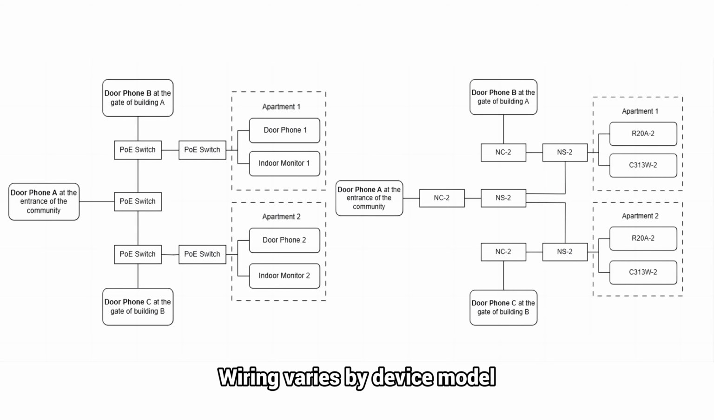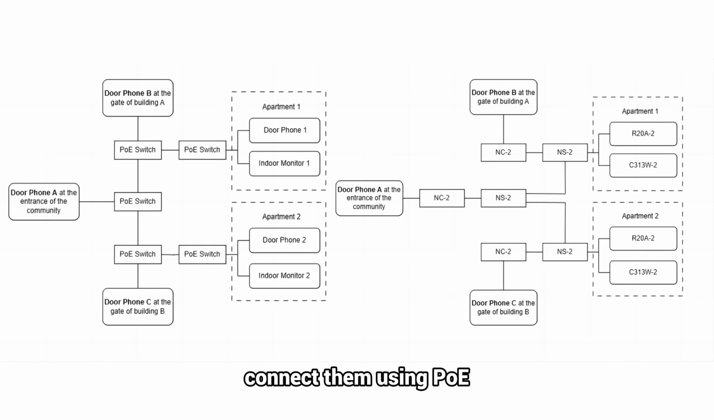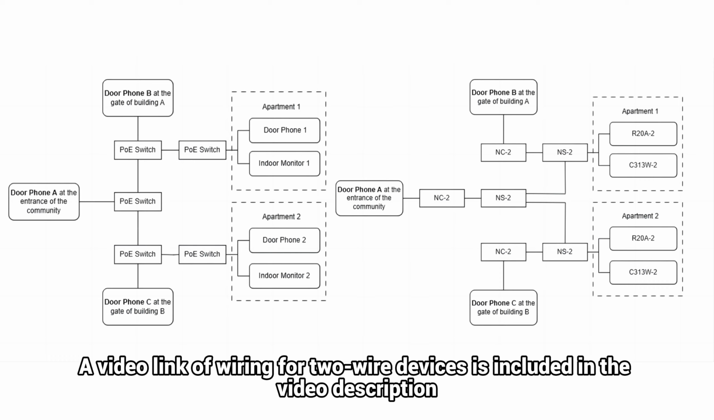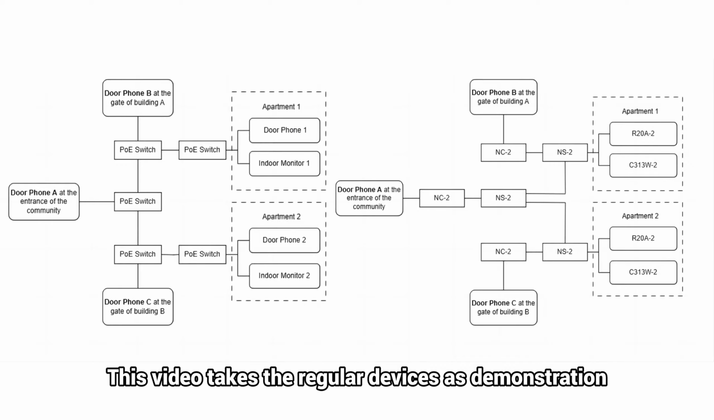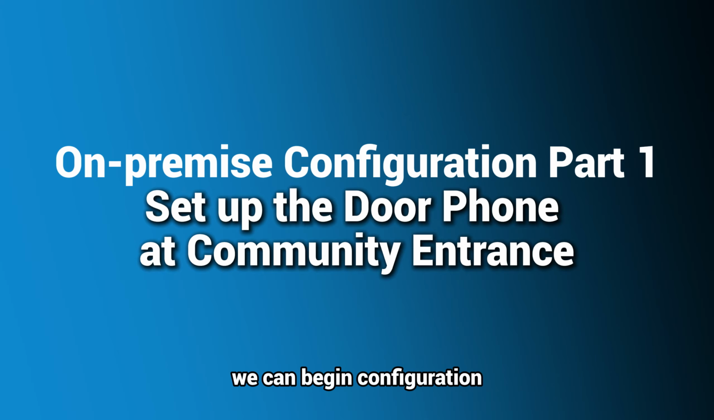Wiring varies by device model. For devices that support power over Ethernet, PoE, connect them using PoE. For two-wire devices, use the NS2 and NC2 for connection. Please refer to the wiring diagram. A video link of wiring for two-wire devices is included in the video description. This video takes the regular devices as demonstration. Once you have all devices connected and powered on, we can begin configuration.